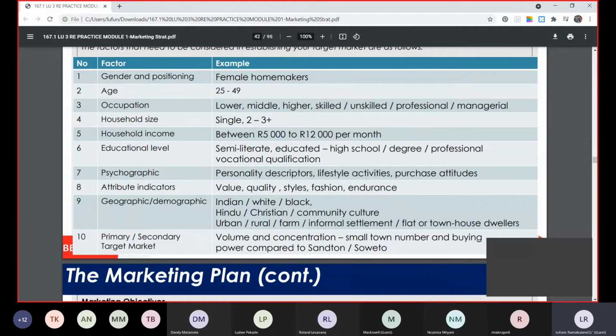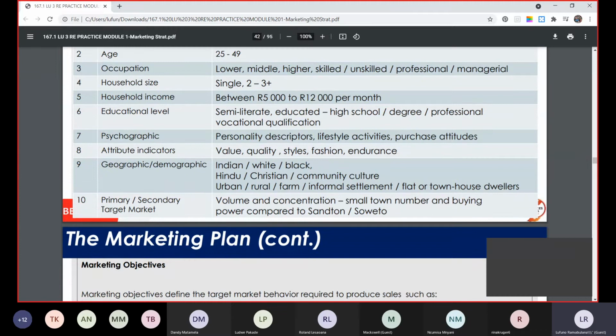Things like that. Your geographic or demographic: what is the race, for instance? Indian, white, black, Hindu, Christian, urban, informal or formal, flat or house dwellers, things like that.